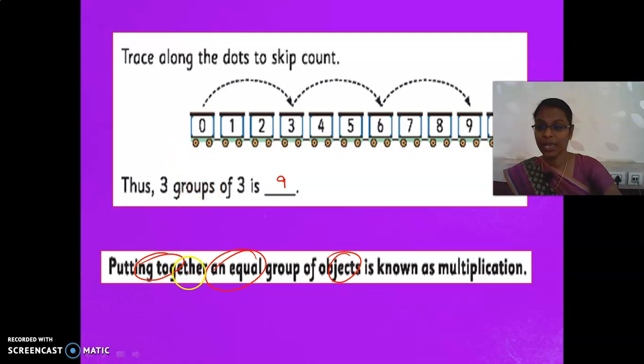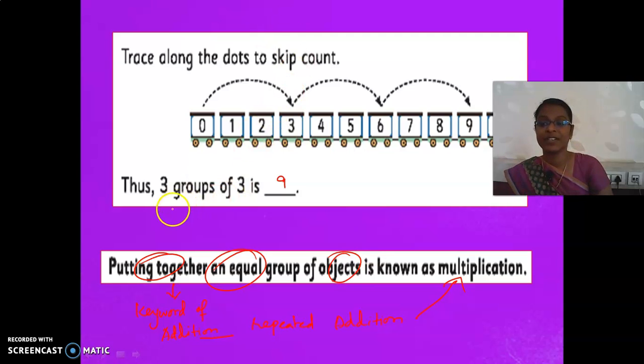Can you understand? So putting together an equal group of objects is known as multiplication. So putting together refers to the keyword of addition, isn't it? So here I am using repeated addition. So repeated addition is also known as multiplication. Am I right? So putting together. So that is what I told you already.